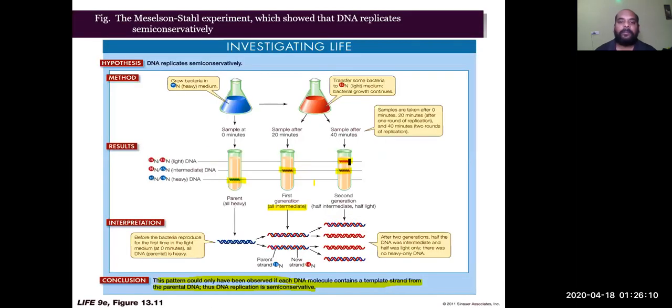And as we progress to the third generation, the N14 band would become thicker, because with time the only nitrogen isotope present in the media is N14. So with each replication cycle, this band would broaden and broaden, and this band will always increase, which reveals that the semi-conservative mode of replication is true.